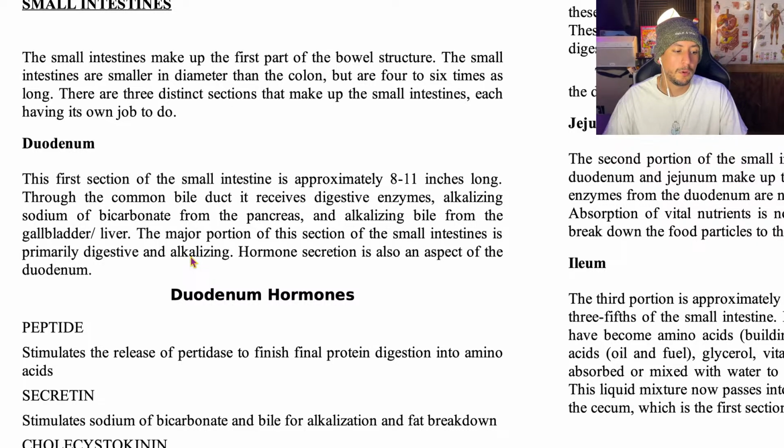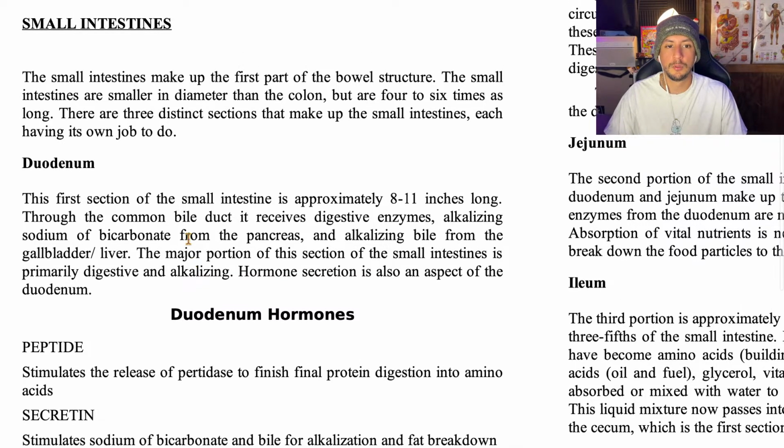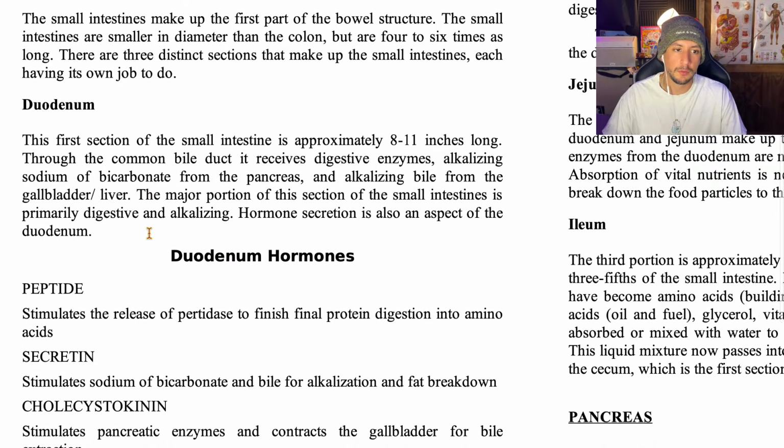So this is important to know because this is where it goes. It goes into your stomach. It either gets held for a while or it gets boiled to shit, and then it comes over here. First up is the duodenum. This is the first section of the small intestine. It is approximately 8 to 11 inches long.